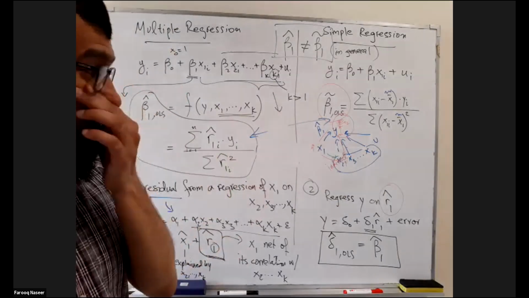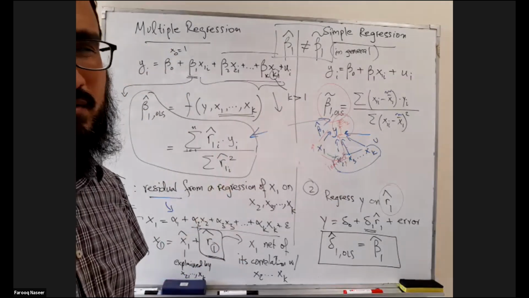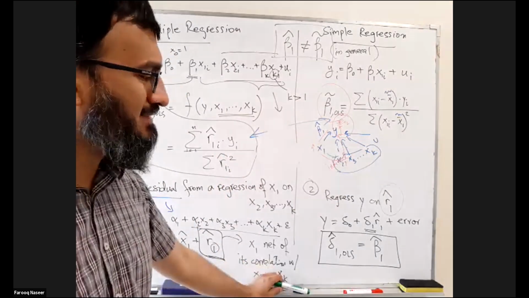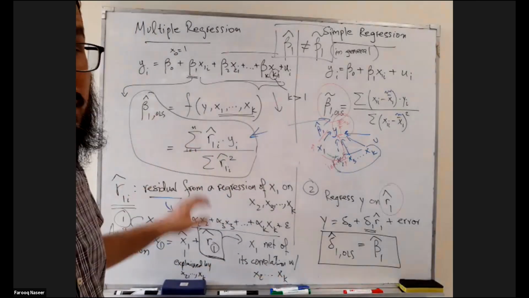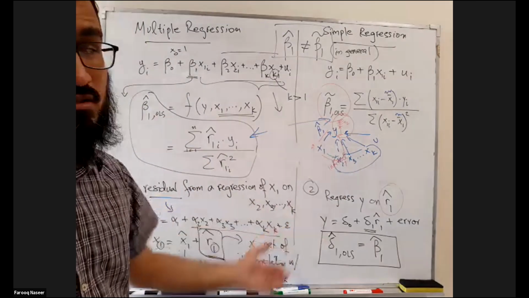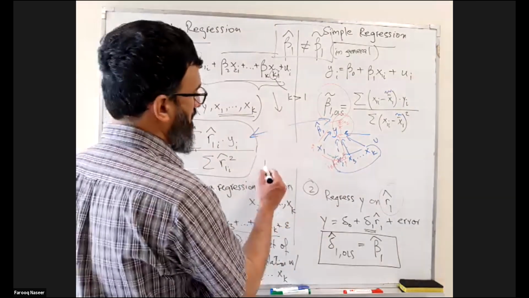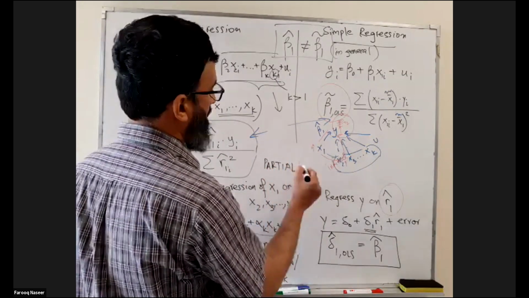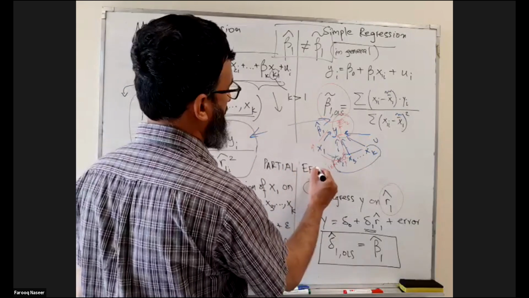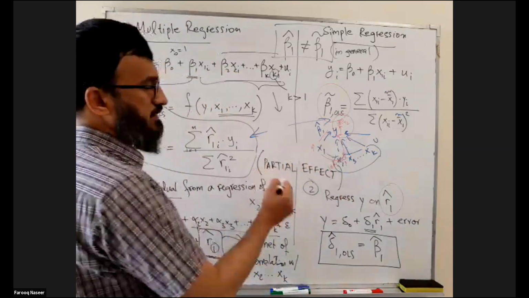Anyway, so you will need to spend some time thinking about this. But looking at the formula this way gives us this partitioned regression interpretation, or a partial effect interpretation of the slope coefficient in a multiple regression.